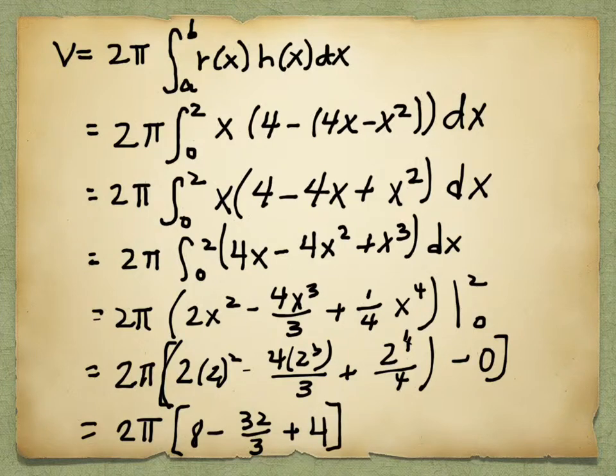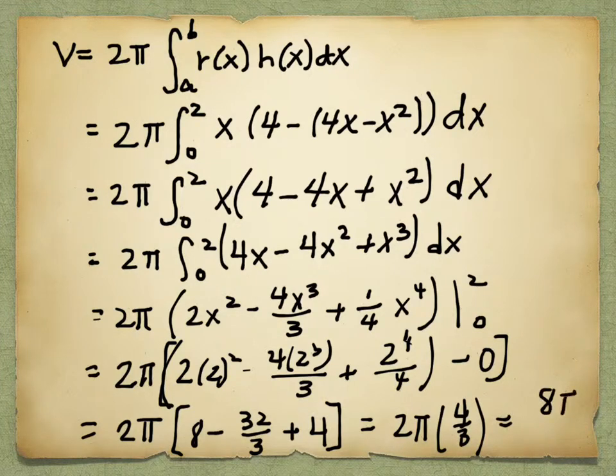All right, so somebody's going to grab a calculator, and then of course I have my 0 there. Somebody's going to grab a calculator, and they're going to take 8 minus 32 thirds plus 4, and tell me what you get. 4 thirds? That's right. And then I've got 2 pi out in front, so this is 2 pi times 4 thirds for a grand total of 8 pi over 3. I didn't trust my math. It's okay.